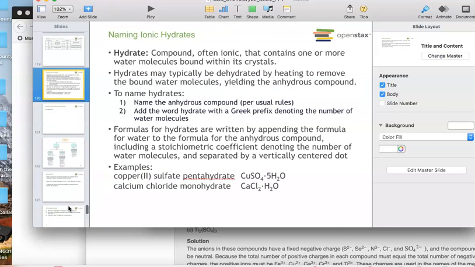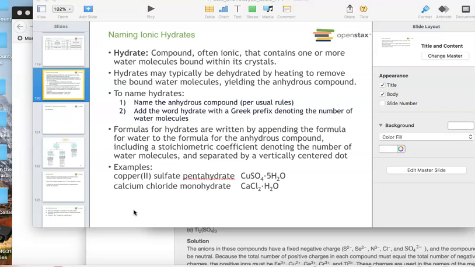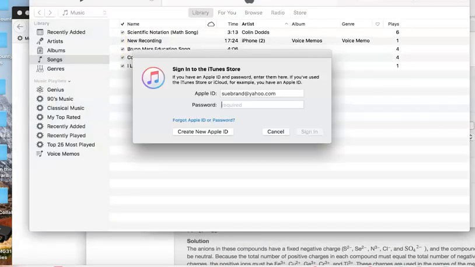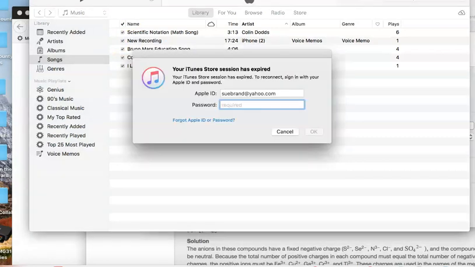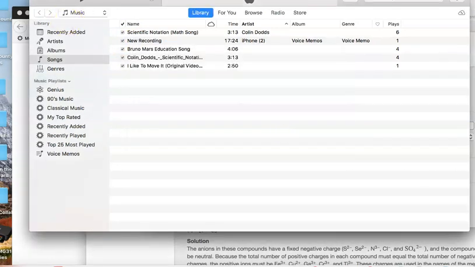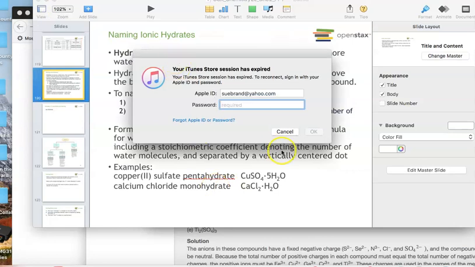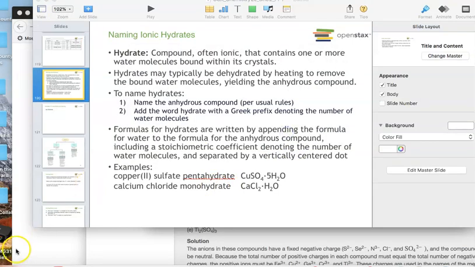All right, so another type of compound that you need to know how to name are called hydrates. Okay, so what is a hydrate? It's a compound, often ionic, and it contains one or more water molecules bound within the crystals.